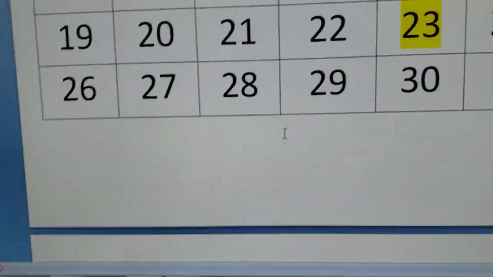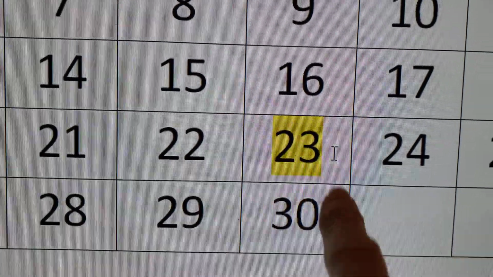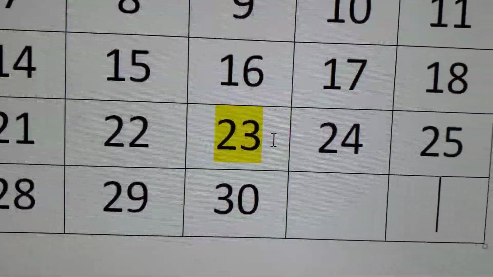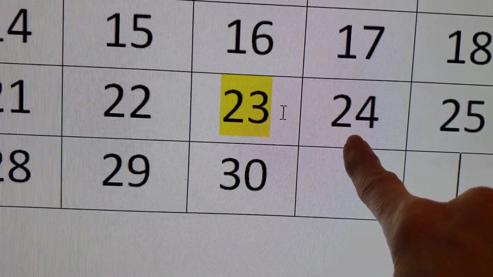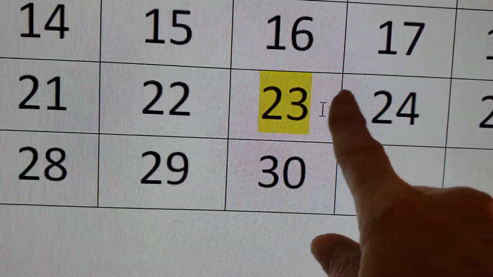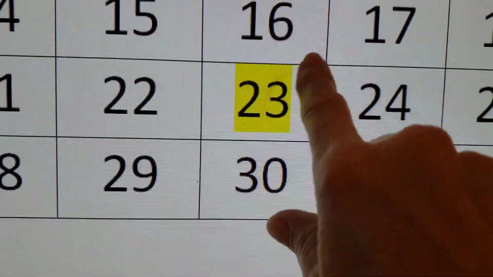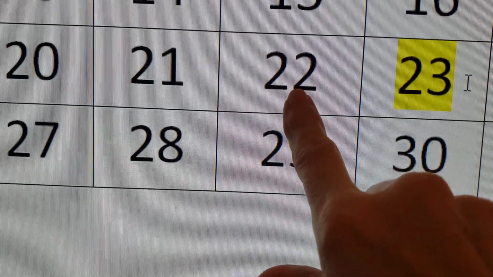If we go down and look at another word, we see the word tomorrow. Tomorrow hasn't happened yet. It's in the future. So if this is today, what would be tomorrow's date? If you said the 24th, you are correct. Tomorrow is always the day after the present day. So this is the present. Here's tomorrow. Here's today. Here was yesterday.